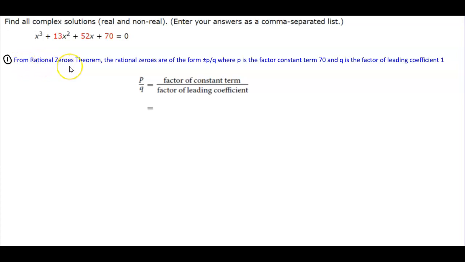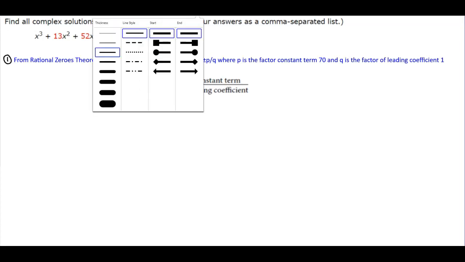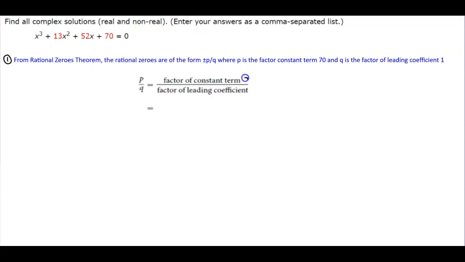From the rational zeros theorem, the rational zeros are of the form plus or minus p over q, where p is a factor of the constant term, which is 70, and q is a factor of the leading coefficient, which is 1. So the constant term is 70 and the leading coefficient is 1.